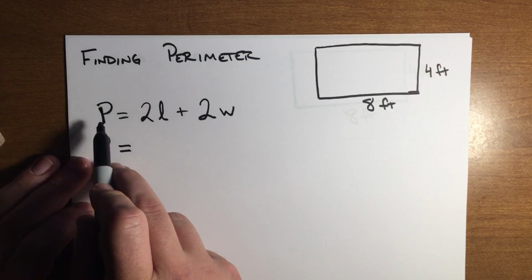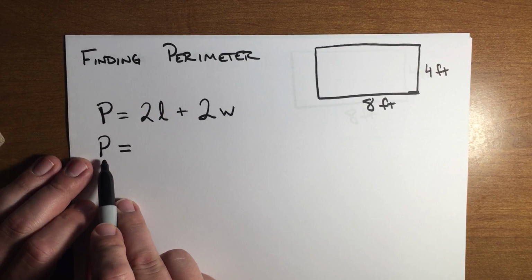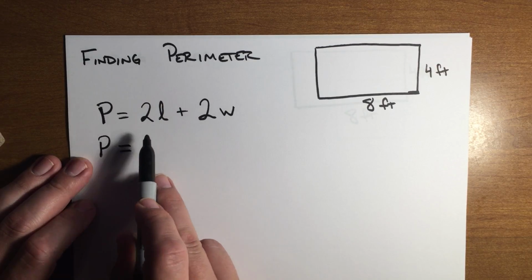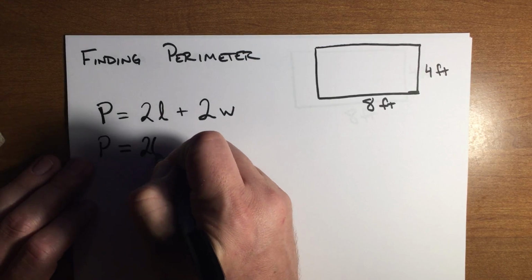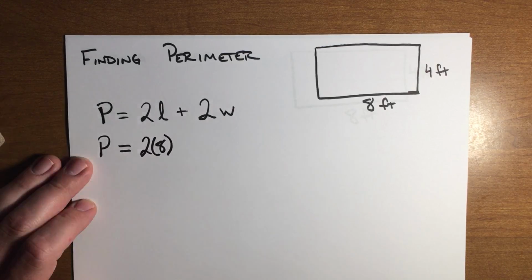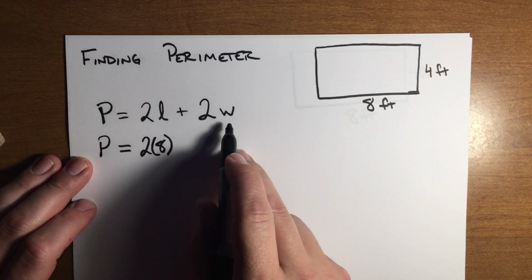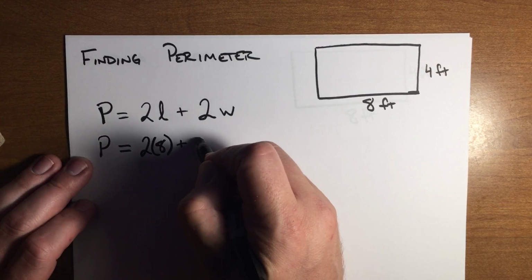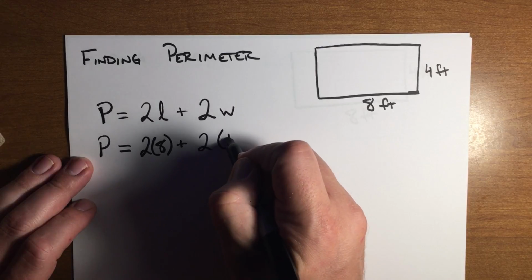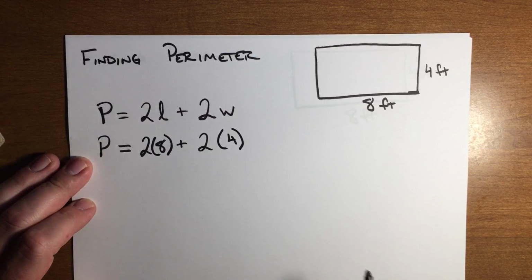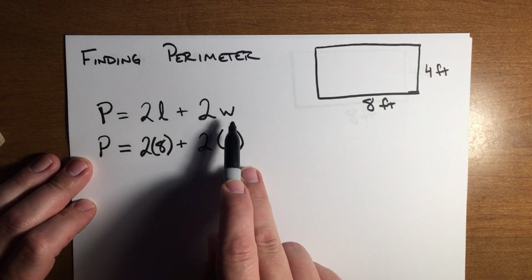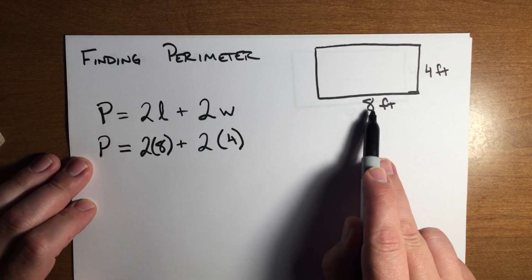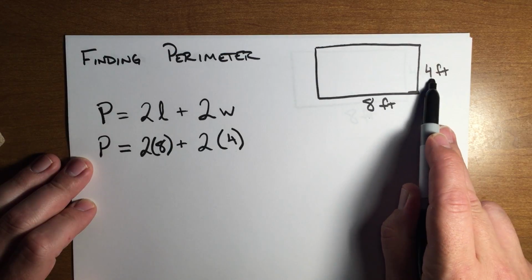So I'm going to drop my P down because I don't have a perimeter yet. My perimeter is going to be equal to not 2 times L, but in this case it's going to be 2 times 8, and not 2 times W, but I'm going to add 2 times 4. So again, note that I simply just replaced my L with the number 8. I replaced my W with the number 4 because my length is 8, my width is 4.